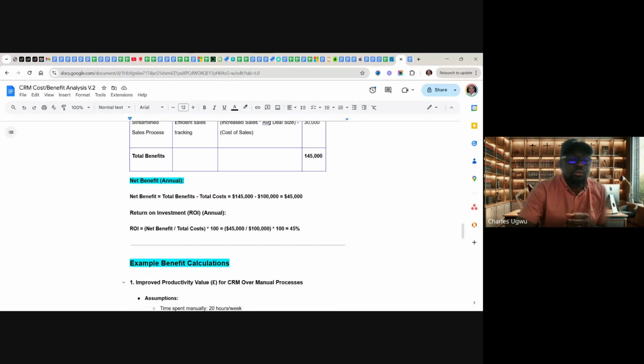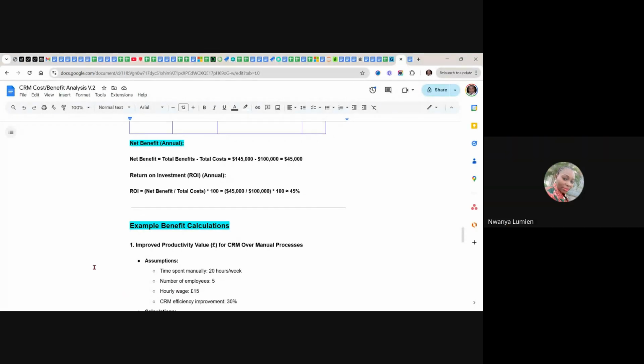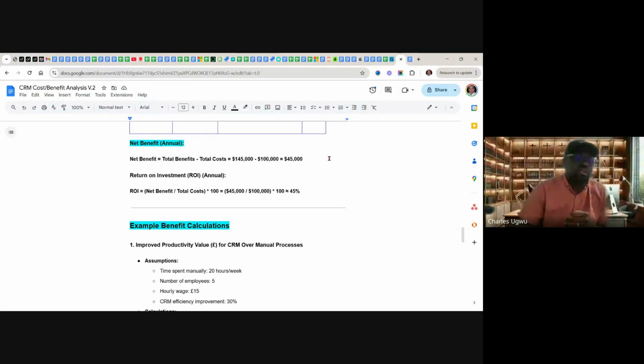So, this is what you're talking about. Yes, sir. This ROI is very simple. When you subtract the total cost from the total benefit, we even said it from the beginning when we were doing the introduction: you minus the total cost from the total benefit.